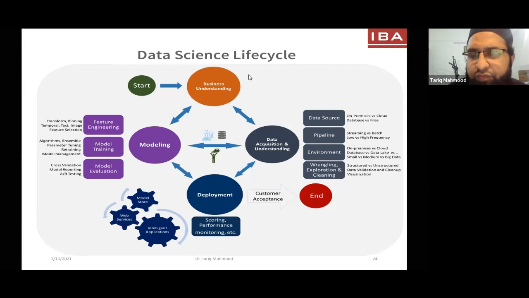This was given by Microsoft, and it is exactly what I told you: first you need to have the business understanding. You need to have a problem. You need to understand the business. Based on your understanding, then you acquire the data and you understand that through statistical analysis. You clean it, you understand it, you do some sort of typical BI, warehousing, etc.